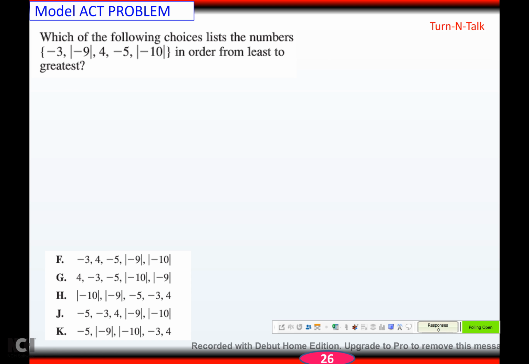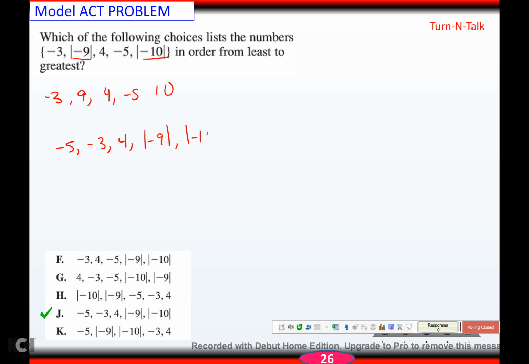Try this one, hit pause, come back when you're ready. And hopefully you got J. Alright, this one is negative 3. The absolute value of negative 9 is 9. That's 4. That's negative 5. And the absolute value of negative 10 is 10. So smallest to biggest would be the negative 5, the negative 3, the 4, the absolute value of negative 9, and the absolute value of negative 10. That would be in order from smallest to biggest.